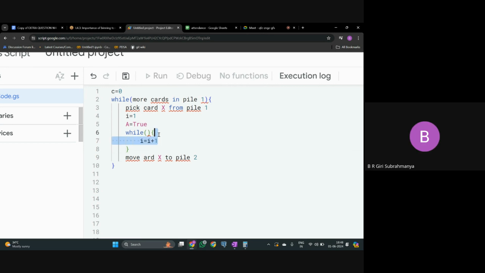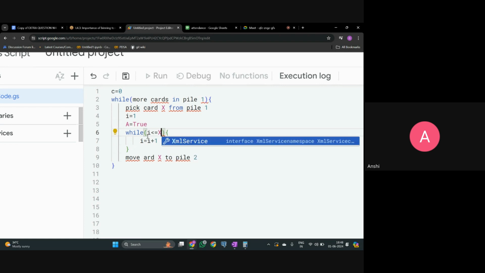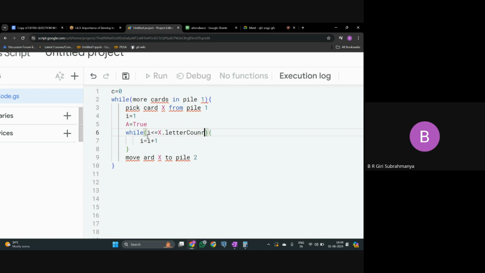Sir, do you need to even iterate, or can you do it without iteration? I'm just saying the iterative way. You can do it without iteration also. Now let's say we have to iterate through every letter to find whether we have to increment C or not. What can you do now? You have to go through every letter, right? I'm just saying that you go through every letter and after that count. So while I is less than or equal to x dot letter count.